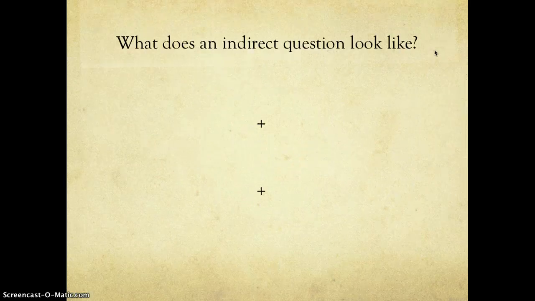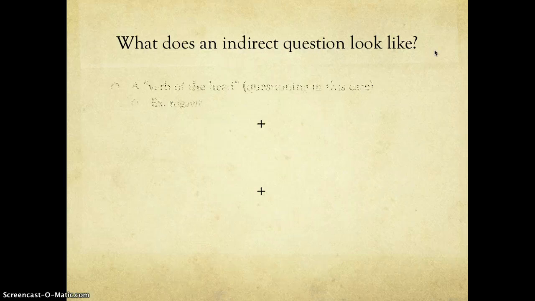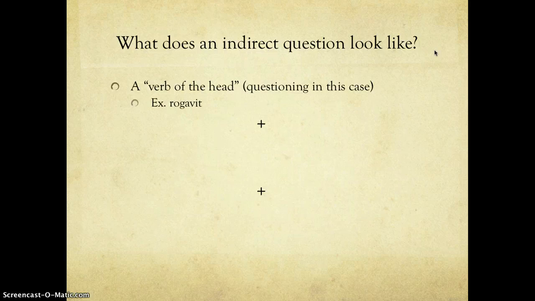Now that we've established what an indirect question is, let's see if we can figure out what it looks like. An indirect question at the least consists of, for one, a verb of the head, meaning a verb that you can personally do. An example of this would be a questioning, thinking, or seeing verb. In our last sentence, an example of this would be rogavit, meaning he asked.